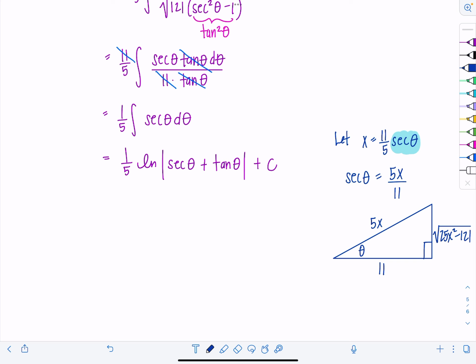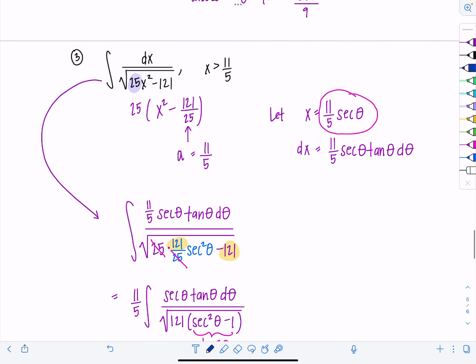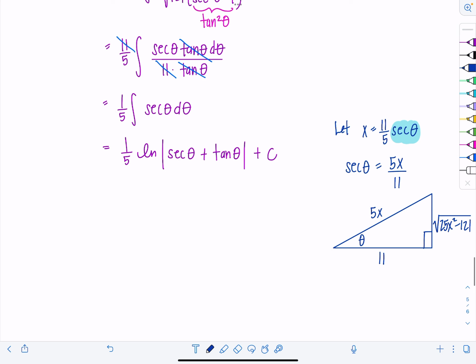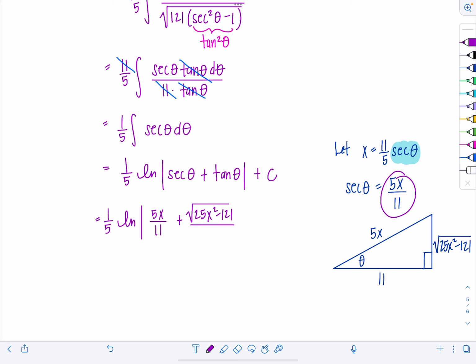Always check. I like to check here. Was that in my original integral? Or have I screwed up in some way? Look, there it is in the denominator. So things are good. Okay, cool. Here we go. We've got a 1/5. It's an ugly looking 5. Come on, pull it together, 5. ln, absolute value. Secant theta, we already know. It's 5x over 11. Plus tan theta, that's going to be opposite over adjacent, so that's going to be radical 25x squared minus 121 over 11 plus c.